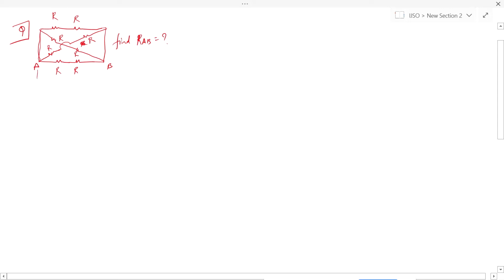Again, we'll consider battery kind of thing where this will be at higher potential. So this will be V. This will be 0. This will also be at V potential. This will be at 0.